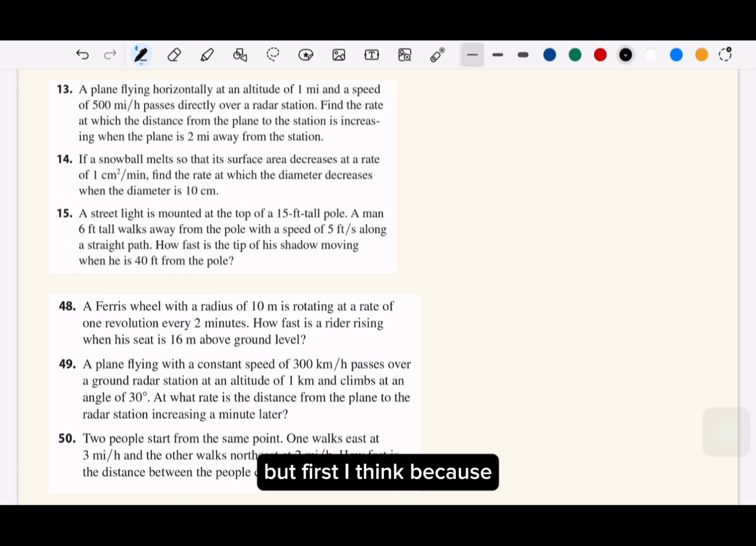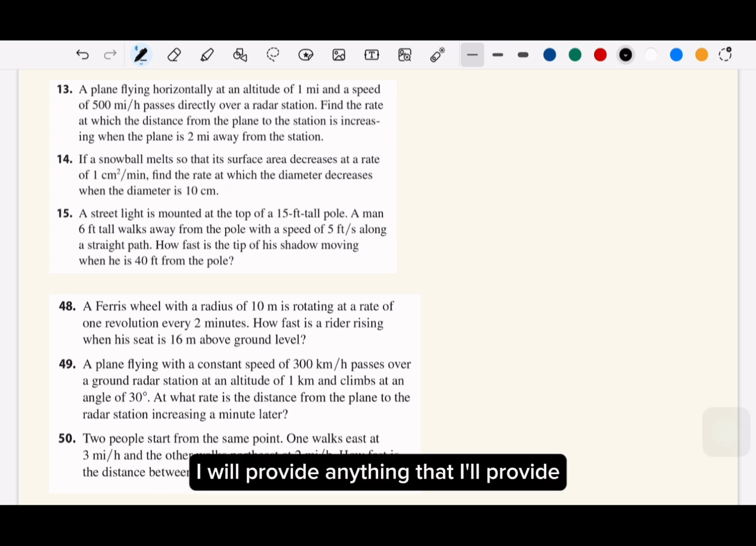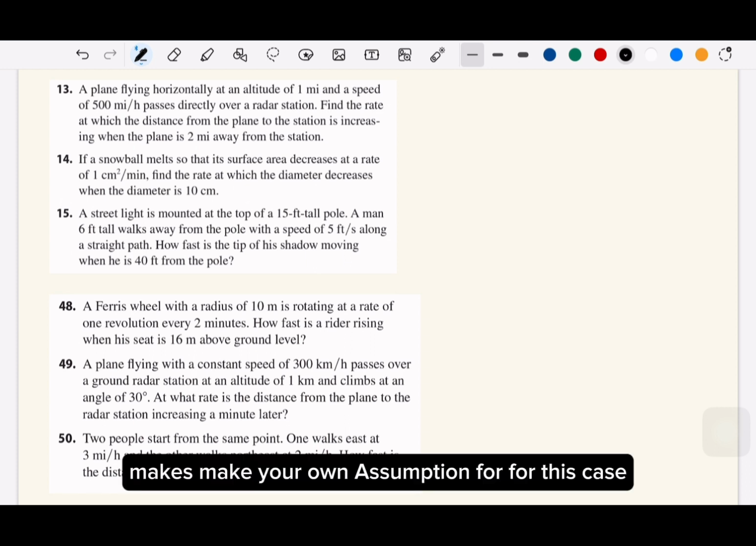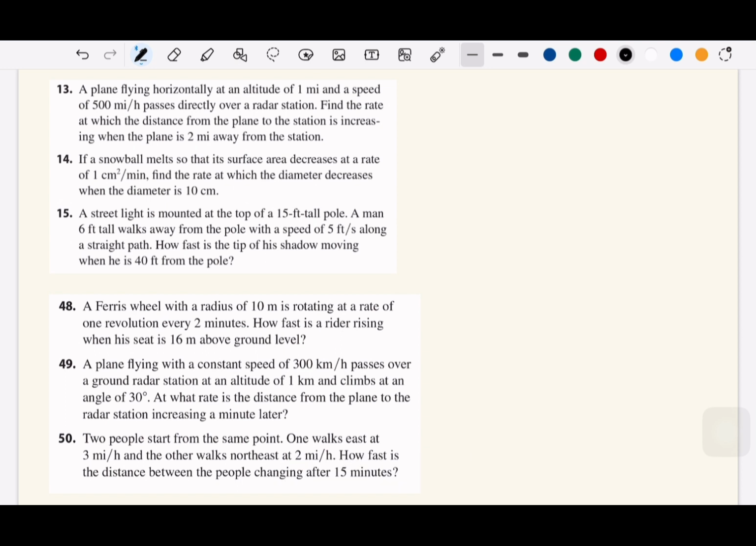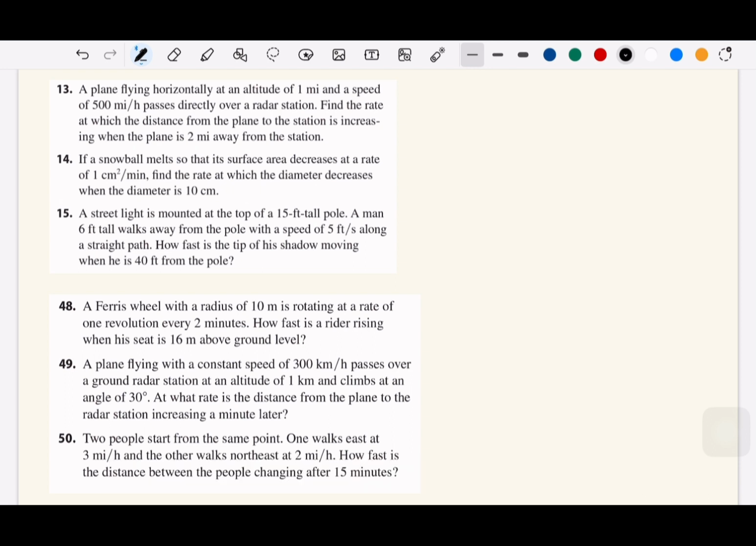But of course, because we are not all native in English, I will provide some clue, some diagram, some scheme. Okay, in the exam I will provide. But try your best. Make your own assumptions. Okay, for the 6th question, later I will also give you the answer key for these 6 questions.